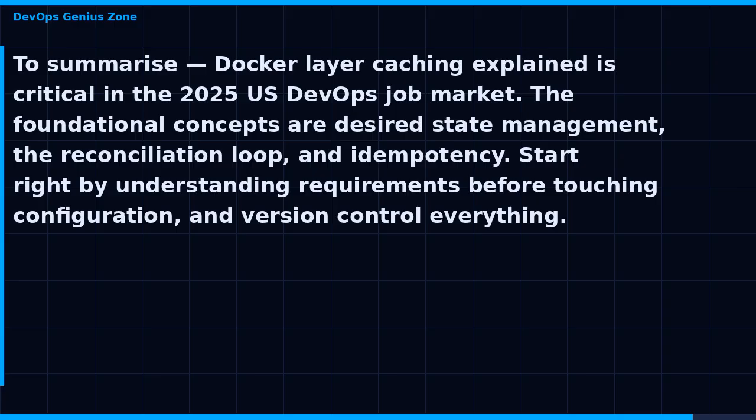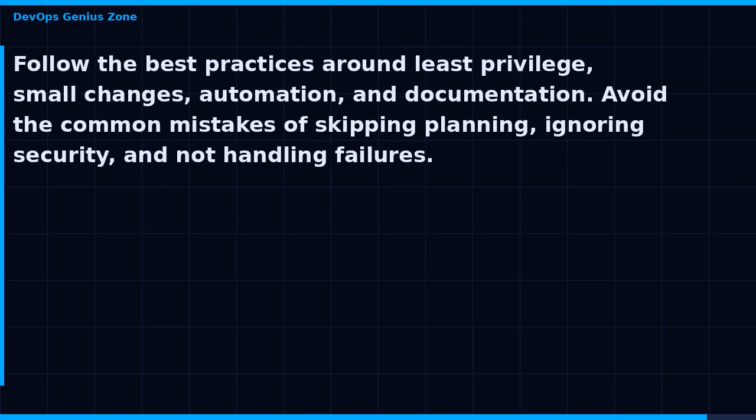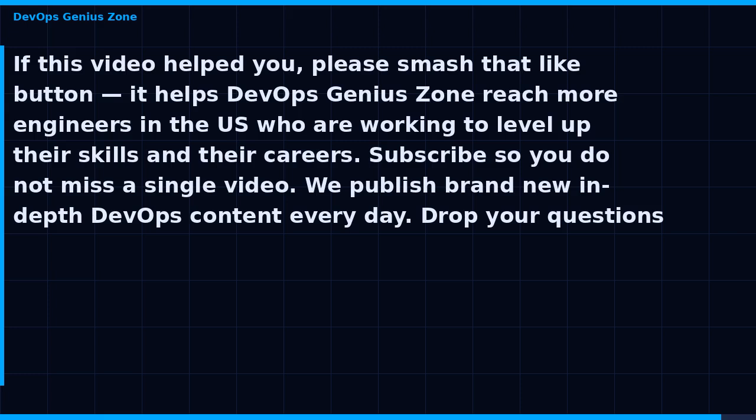Start right by understanding requirements before touching configuration and version control everything. Follow the best practices around least privilege, small changes, automation, and documentation. Avoid the common mistakes of skipping planning, ignoring security, and not handling failures.